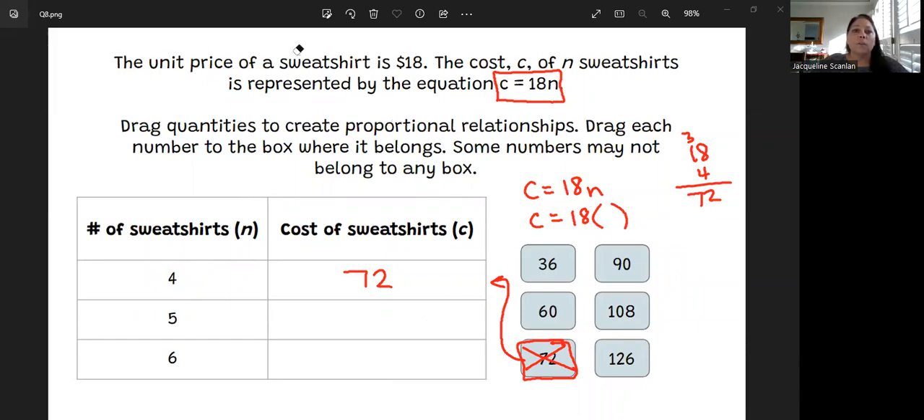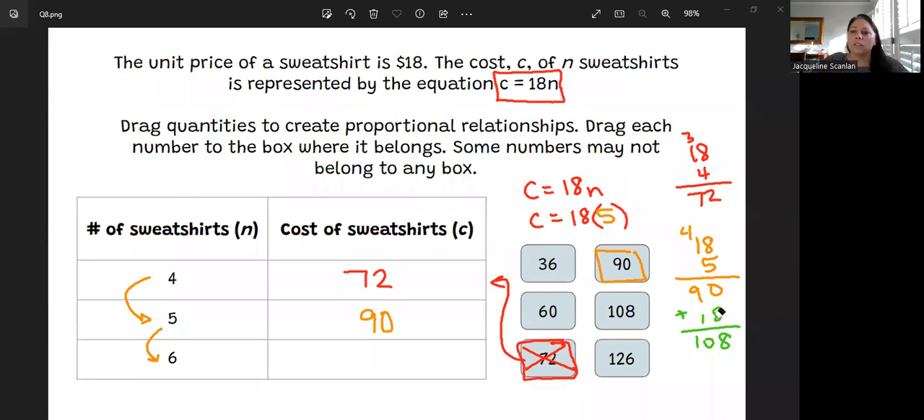So instead of it being 4 sweatshirts, let's pretend I'm going to buy 5 sweatshirts. So I could do 18 times 5 off to the side. 8 times 5 is 40. 5 times 1 is 5 plus 4 is 9, which would mean that 90 would be the answer for the box next to 5. Okay, because these numbers just are increasing by 1, instead of multiplying 18 times 6 for this last box, I could just add another $18 sweatshirt onto this price, and I would get 108. All right, so that's one way to do it.